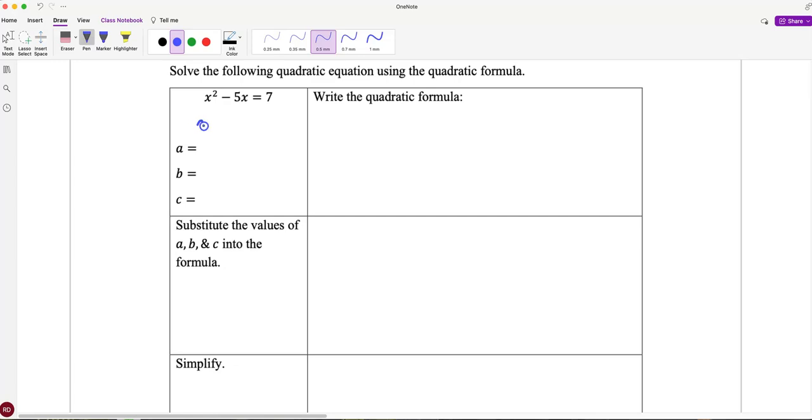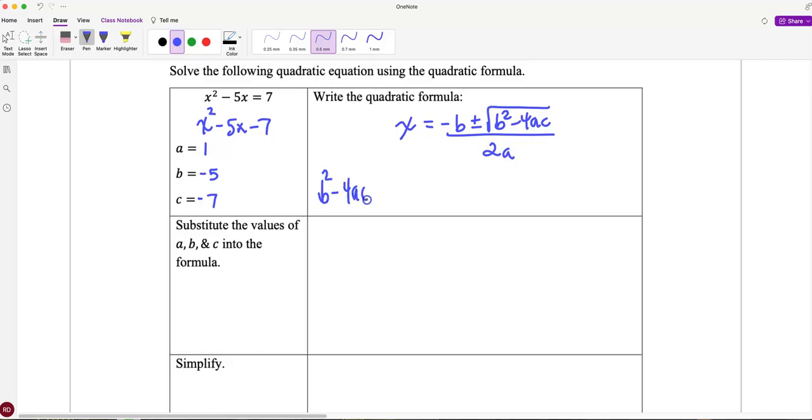So in this one, setting it equal to 0 is your first step. a is 1, b is negative 5, c is negative 7. As many times as you can, write down the quadratic formula. That will keep you from having to memorize it on a test. And so if I calculate b squared minus 4ac, that's going to be what, 25 minus 4 times 1 times negative 7. 25 plus 28 equals 53.